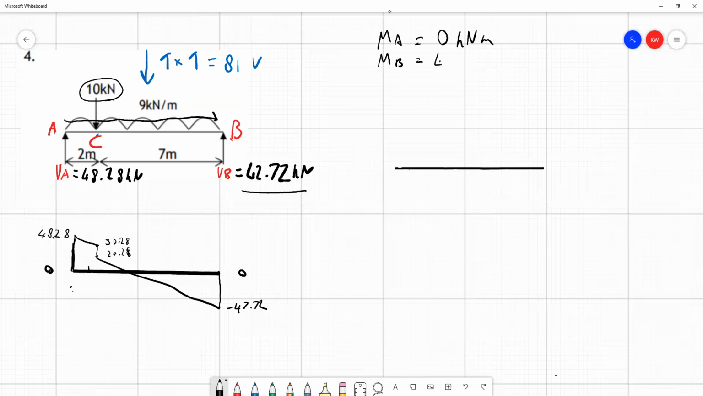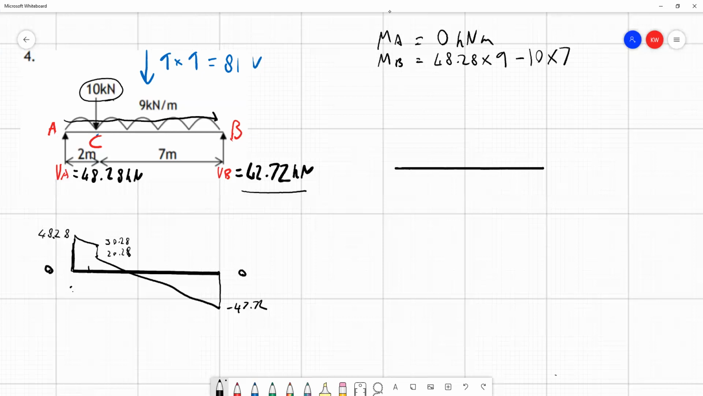We have a force of 48.28 being applied at point A. Now remember, relative to point B, this will be a clockwise force, so that's going to be positive. So we'll have it multiplied by 9, that's the distance away from B. We'll have the force at C, which is a 10 kilonewton downward force, but that's applied at a distance of 7 meters, and it's going to be a counterclockwise turn relative to point B. So that's going to be minus 10 times a distance of 7.